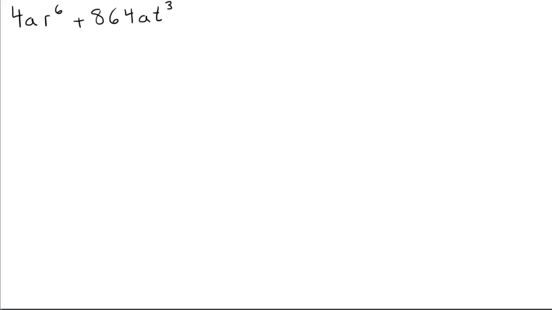This right here is something quite ugly. 4a r to the 6th plus 864 a t cubed. And this doesn't look like much of anything. But what I see is an a and an a. And then I see this 4 right here. So I'm thinking 4 dividing into 864. 216. Okay. So let's factor.